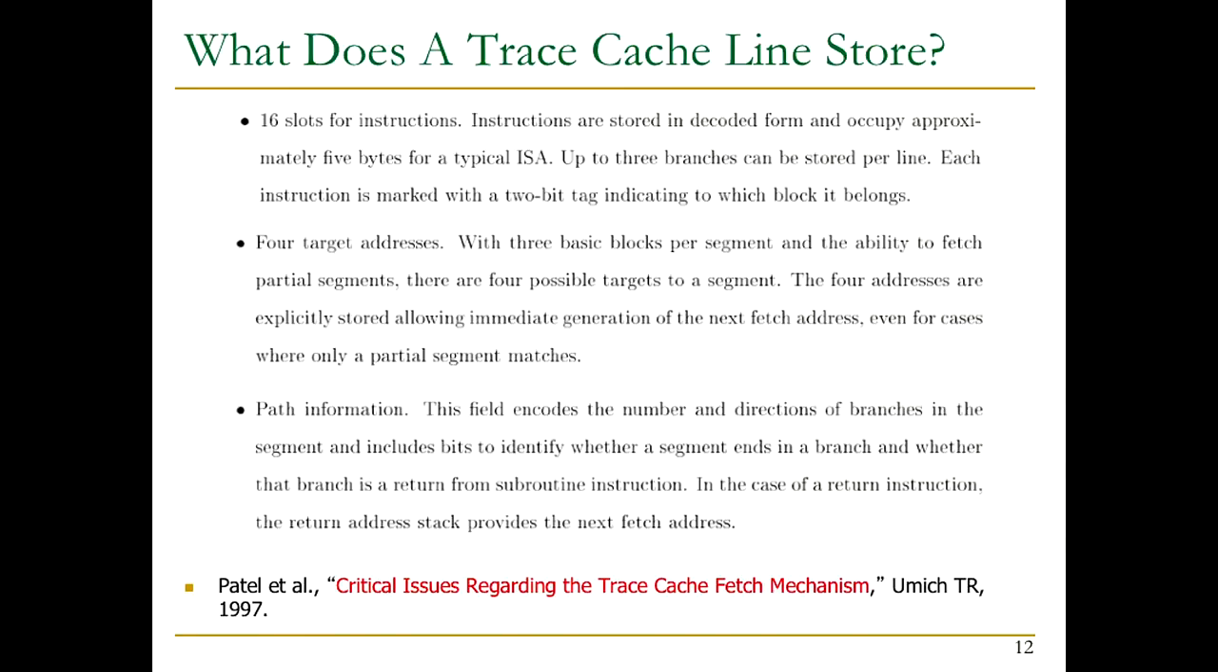And path information. This field encodes the number and direction of branches in the segment, and it includes bits to identify whether a segment ends in a branch and whether that branch is a return from subroutine instruction, and so on. Basically, there's a lot of metadata that needs to be stored together with the trace. That's the takeaway point here, to be able to fetch the correct trace and also skip the decode stage. And if you're interested, this is actually a beautiful PhD thesis that covers almost all of the issues that you would like to know about trace cache design.